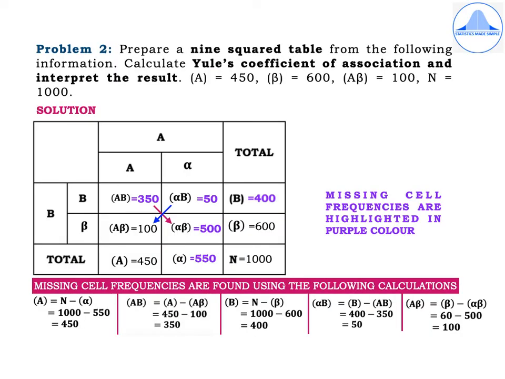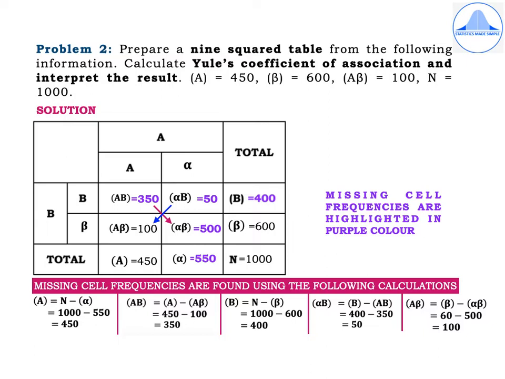Problem 2. Prepare a 2 by 2 table from the following information. Calculate Yule's coefficient of association and interpret the result. The cell frequencies which are given are A equal to 450, beta is equal to 600, A beta is equal to 100 and N is equal to 1000.